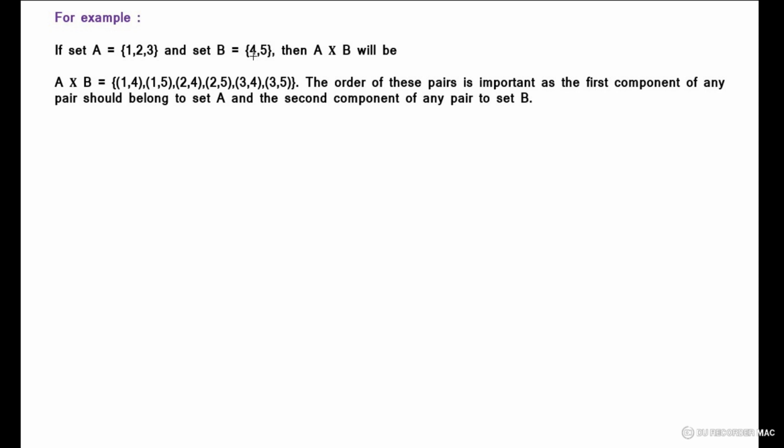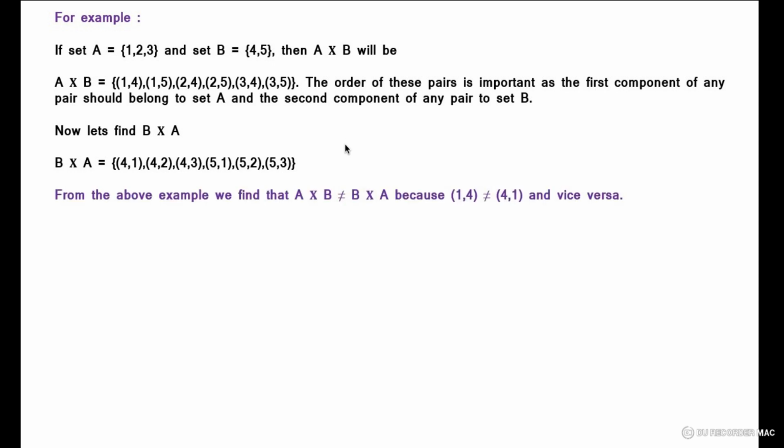Now let's find what is B cross A. What is B cross A? B cross A will be, now you start from B. So you take (4, 1), (4, 2), (4, 3). Then (5, 1), (5, 2) and (5, 3). So these are the values of B cross A. Now what do you see from the above example? We find that A cross B is not equal to B cross A.